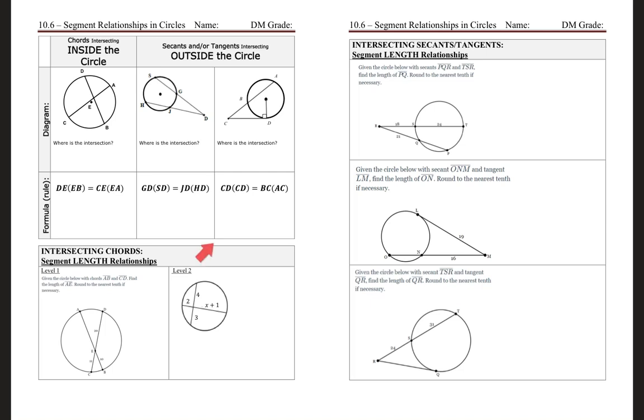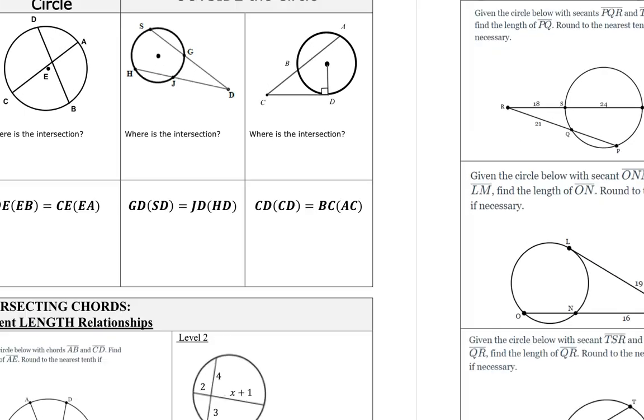Okay, kiddos, now we are wrapping up Unit 10. So this is the last day. We're going to talk about segment relationships in circles. We remember segments are lines that have one endpoint and then another endpoint. So we're going to talk about chords and then secants and tangents, and how they are related in a circle. So let's get right into it.